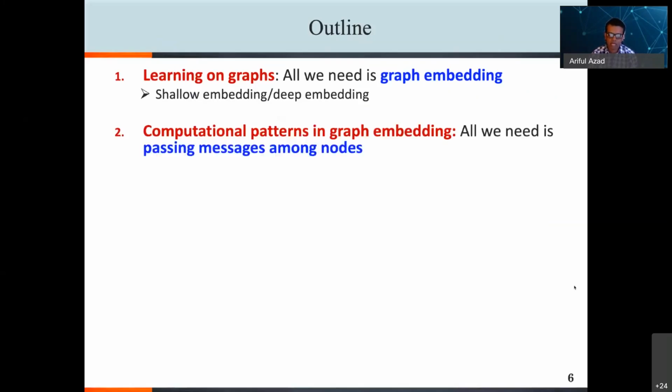Then, if we agree that graph embedding is perhaps the most important operation in graph learning, I'll discuss the main computational pattern in graph embedding. And I will argue that message passing between or among different vertices is the main computation in graph embedding algorithms.